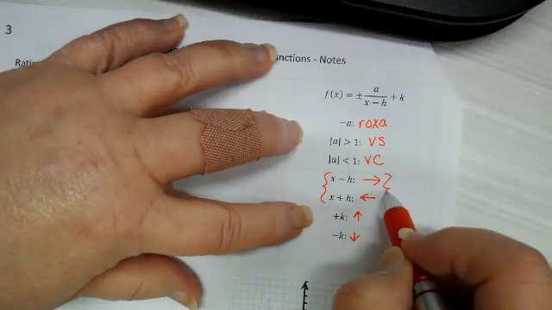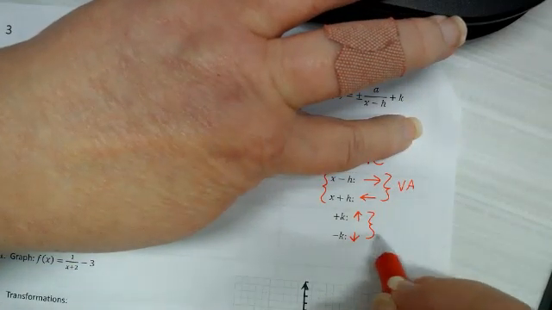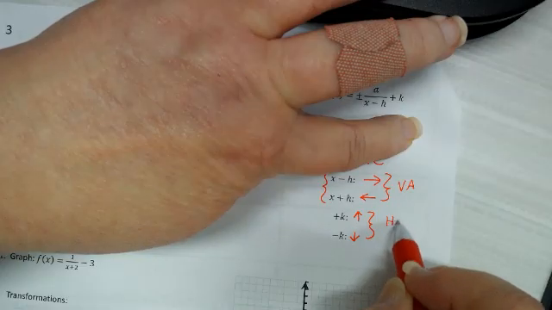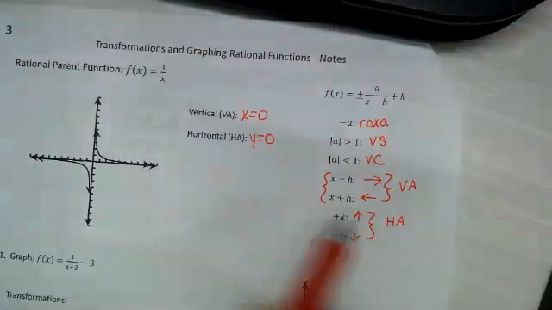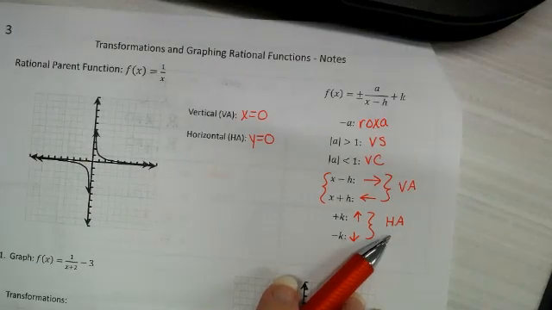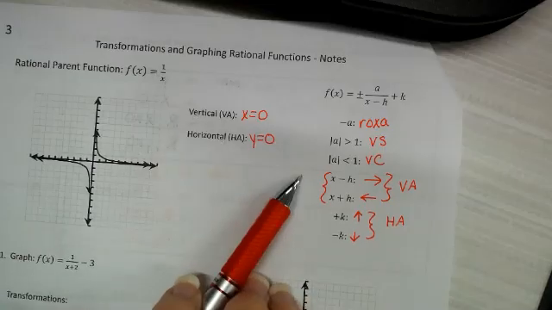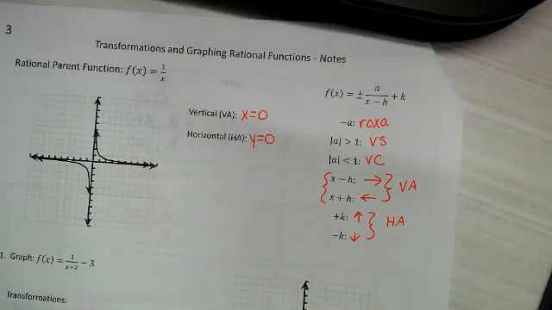So these two changes affect your vertical asymptote, and these two changes affect your horizontal asymptote. It started at 0, but if we move it up, then your horizontal asymptote moves up as well. And for your vertical, if I move left or right, it's not going to be at 0 anymore. It's going to move left and right with that transformation.